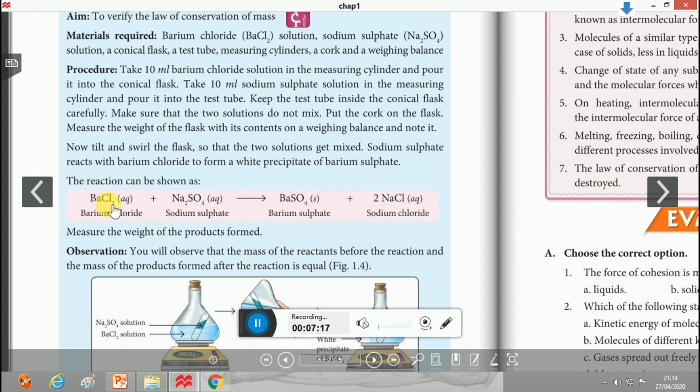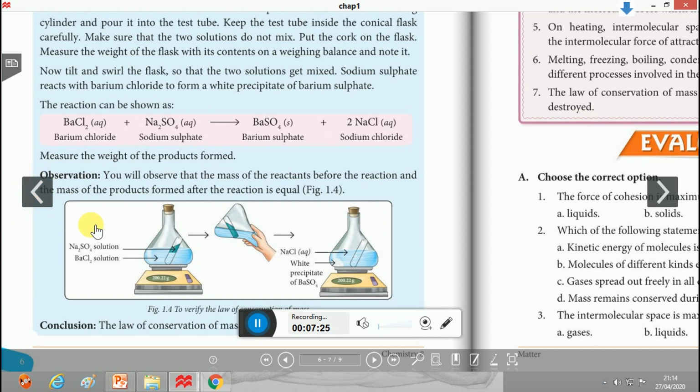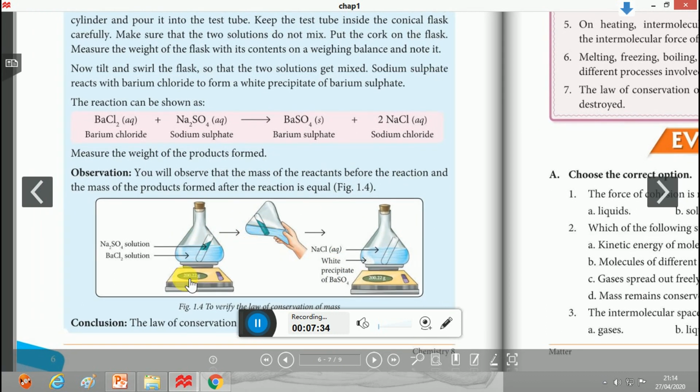And the reaction: barium chloride when reacted with sodium sulfate will form barium sulfate and sodium chloride. You have to measure the total weight initially and finally. Initially the weight will be 200.22 gram. Look at this. And finally the same mass, 200.22 gram. Now barium sulfate is formed as a white precipitate. Look at this, a white precipitate of barium sulfate, and sodium chloride remains in the solution.